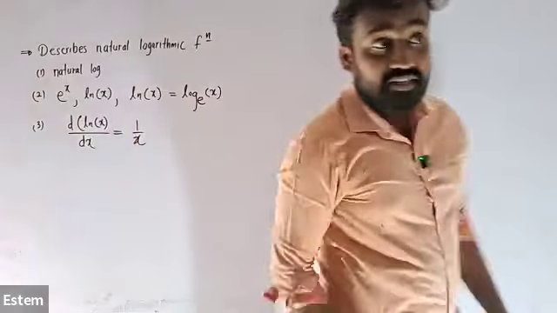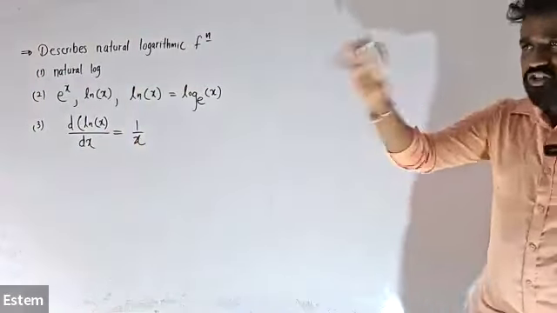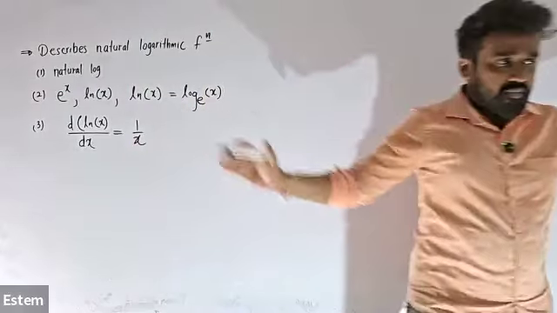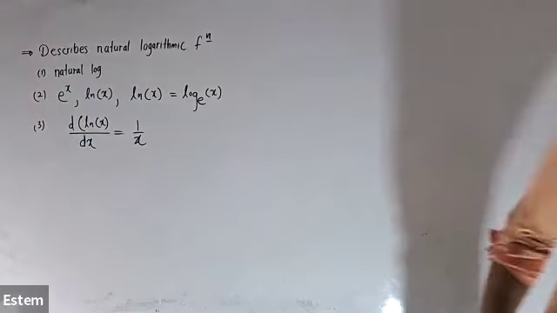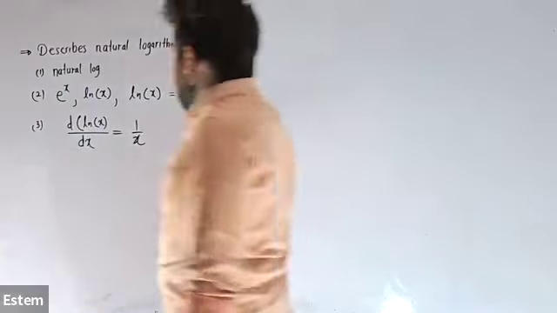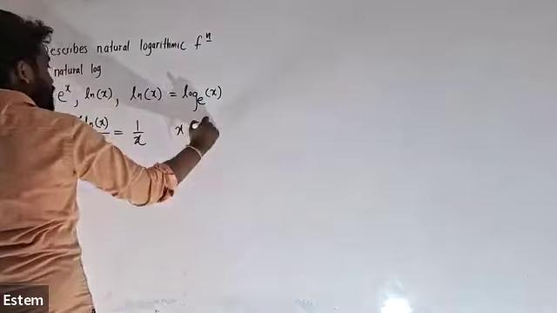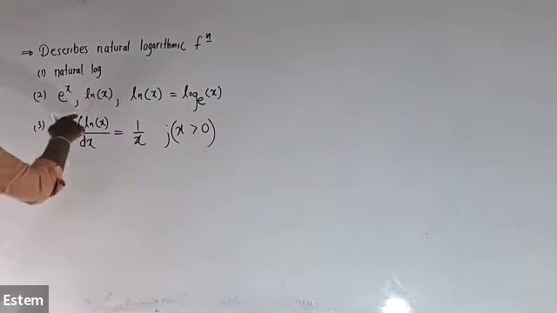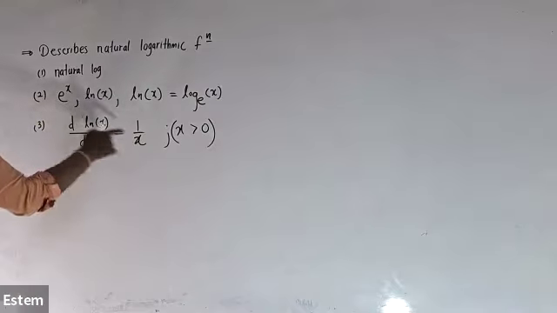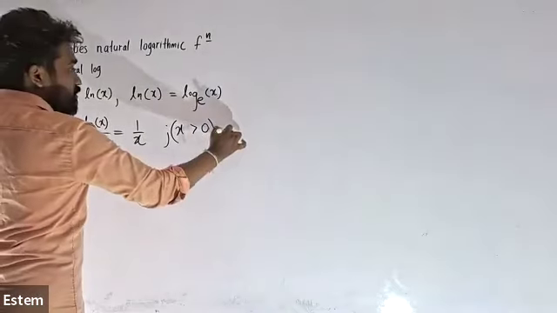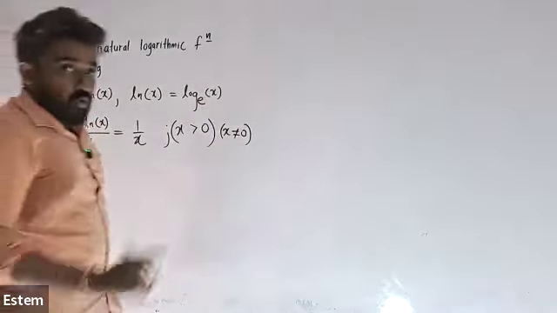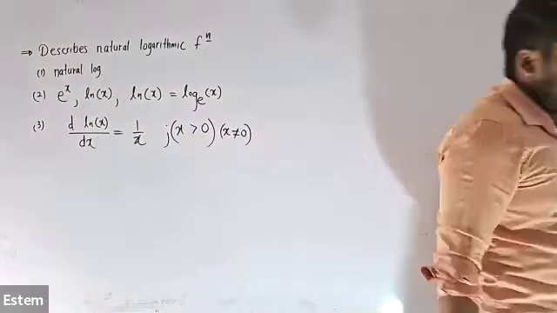They give us some competencies you should complete. So please check if you have any doubts in these points. This is 1 over x, and x should be greater than 0. Always write this condition when you get this differentiation. You should write x is greater than 0 and x is not equal to 0, because there is 1 over x here. So when you write those things you should write that.